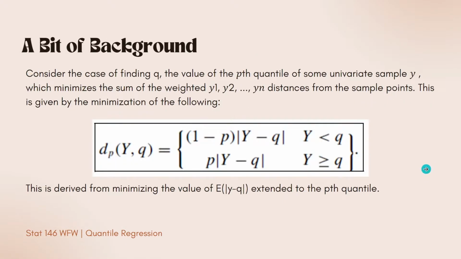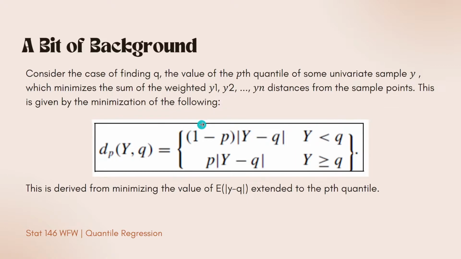To provide a bit of background, consider the case of finding Q, the value of the pth quantile of some univariate sample y, which minimizes the sum of the weighted distances from the sample points y1, y2, ..., yn. This is given by the minimization of the following. So, this is the distance function to minimize.